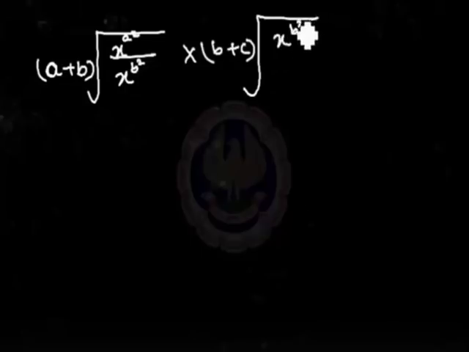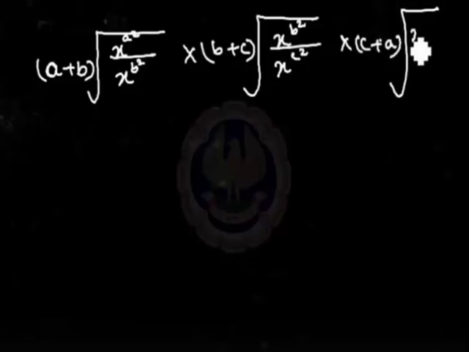So the question is a plus b root over of x to the power a square by x to the power b square into b plus c root over of x to the power b square by x to the power c square into c plus a root over of x to the power c square by x to the power a square. Okay?